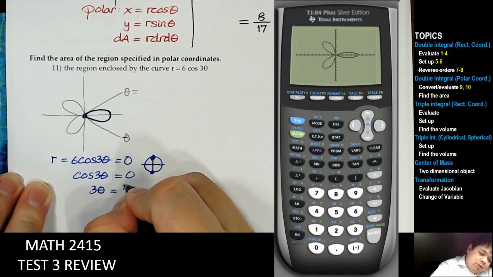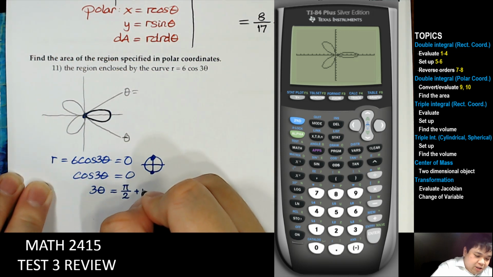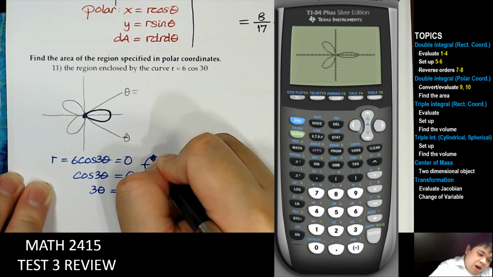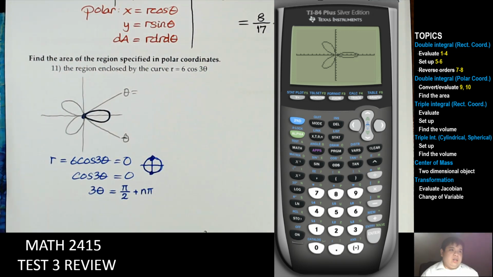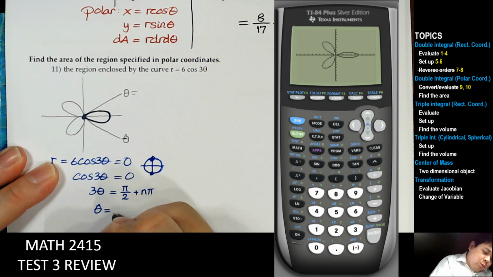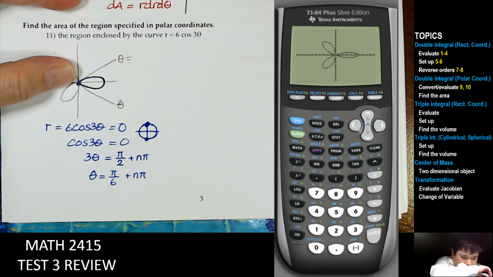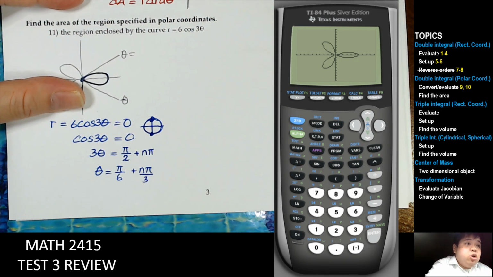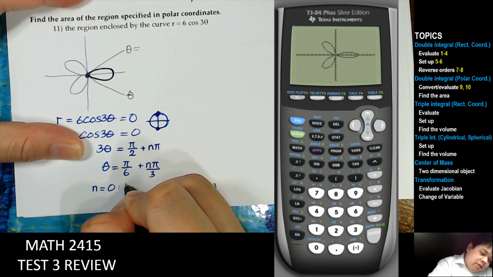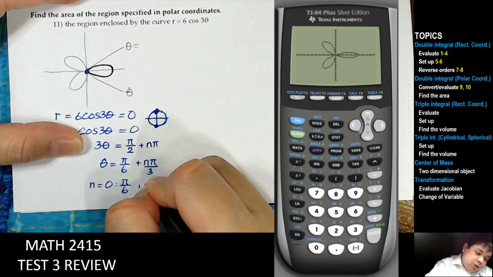So we say pi over 2 plus or minus n pi. Because from pi over 2 we go half revolution and then half revolution, we get those 2 points. Right, divide by 3, we have theta equal to pi over 6 plus n pi over 3, I have to divide that too. So if we choose n equal to 0, we have pi over 6. And we need something negative here, so let's choose n equal to negative 1.